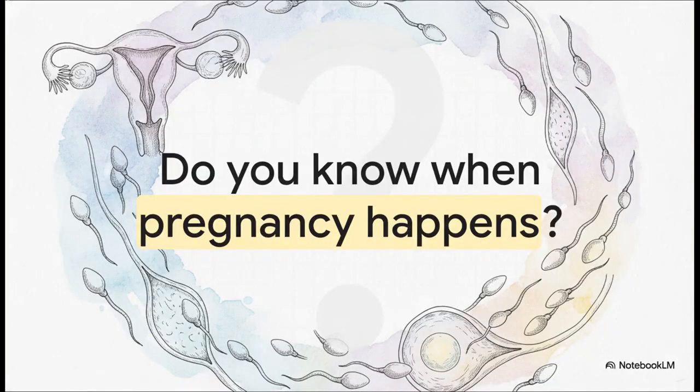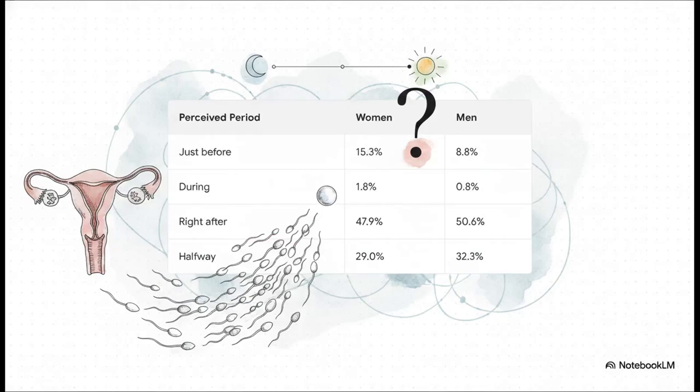But hey, quick question before we look at those cells. Do you actually know when a pregnancy can happen? You might think the answer is just common knowledge, but the truth is, human reproduction is incredibly misunderstood, especially among young adults. Now, what's really interesting about this is the sheer scale of the misconception.